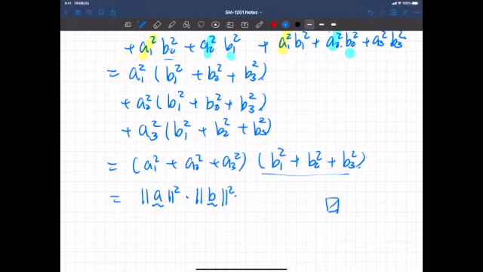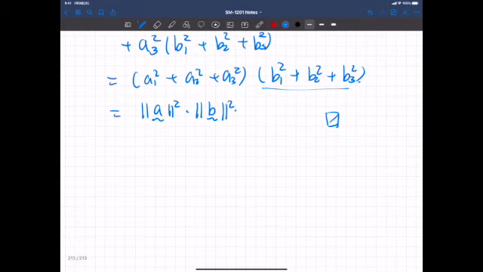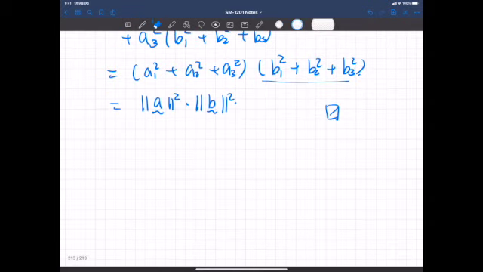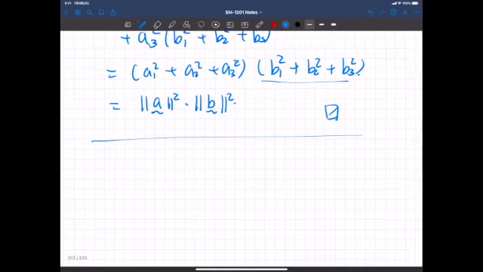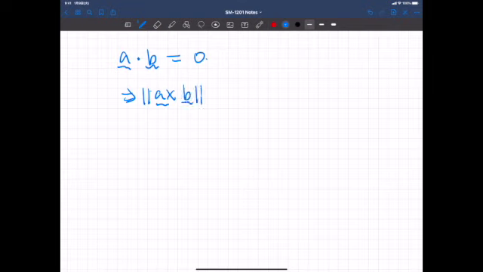Before going to the next theorem, let us consider the meaning of this lemma. Forget about the cases where a and b are zero vectors. If they are not zero, and their dot product or scalar product is zero, then the length of their cross product is the product of the lengths of these two vectors.